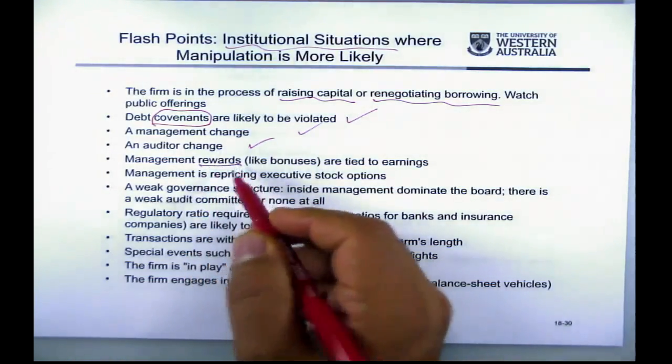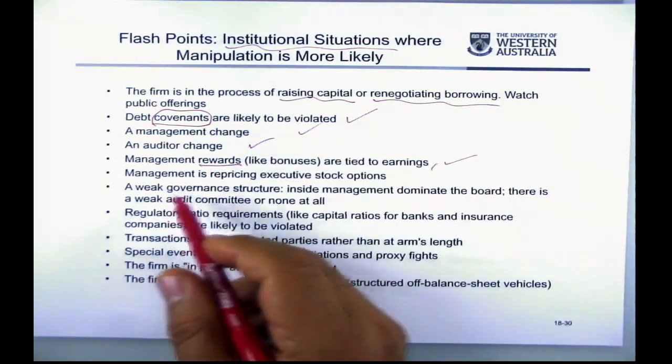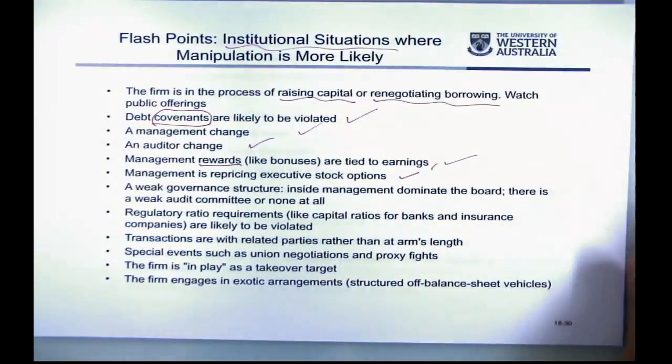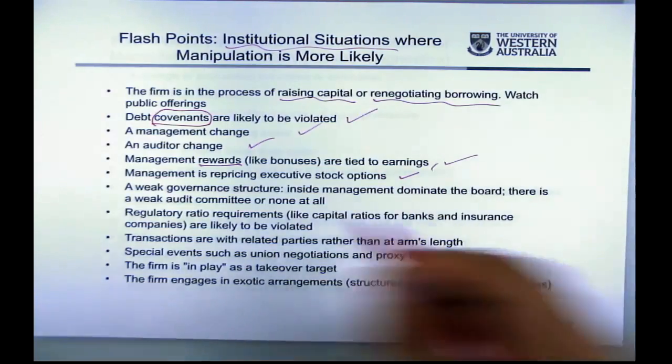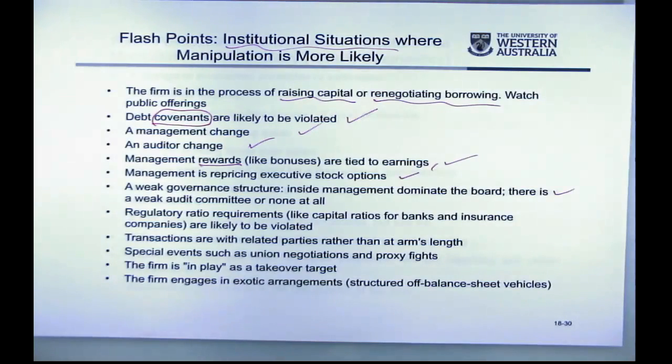Management bonuses or rewards are tied to earnings. Management is repricing executive stock options when the options can be repriced. Also a weak governance structure, we are talking about the monitoring level inside the firm. If the monitoring level is weak, in this case, management are free to do whatever they want.